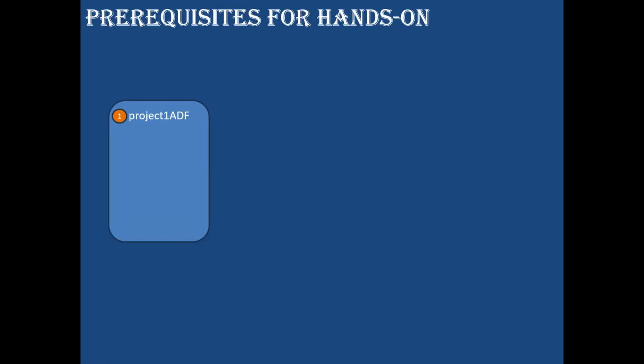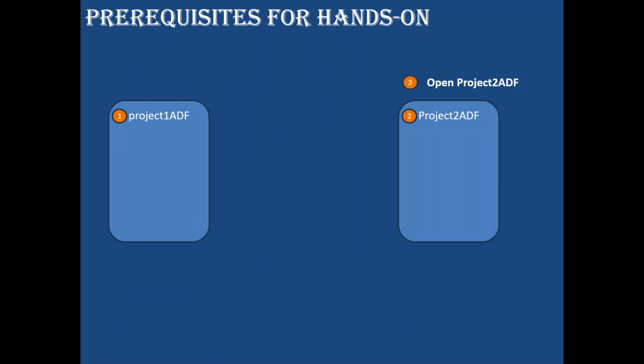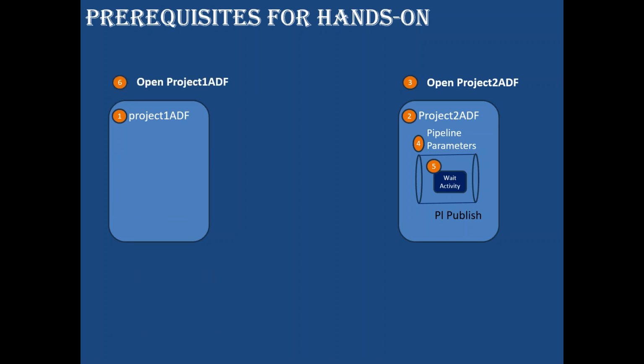Okay, so if you see the steps, first I'll create one ADF. Second step is I'll create a project2 ADF. The third step is I'll open the project2 ADF, and in that, the fourth step, I'll create the pipeline with the parameters. Fifth step is I'll add the wait activity in this particular pipeline and I'll publish this PL. PL means pipeline. The sixth step is you come back to the project1 ADF and you add the pipeline. Seventh step. Eighth step is you add the web activity.